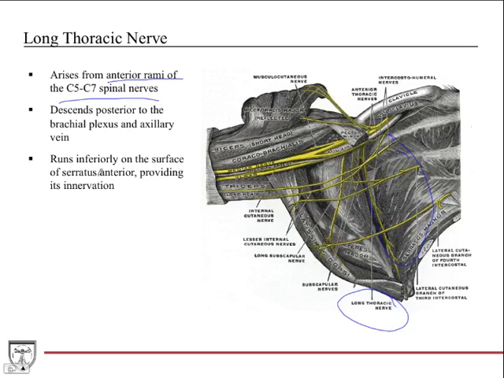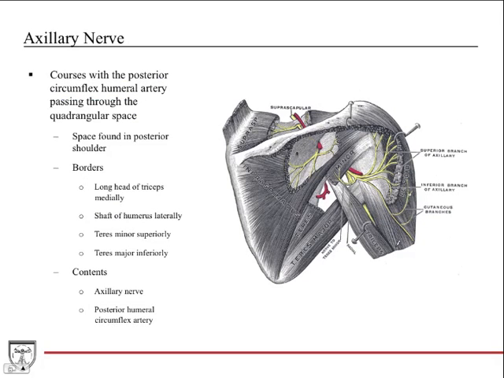And then it provides the innervation to the serratus anterior, so it travels down along here. So the axillary nerve courses posteriorly with the posterior circumflex humeral artery, and it passes through the quadrangular space. First thing, the axillary nerve is a terminal branch of the posterior cord. So it's the radial nerve and the axillary nerve.